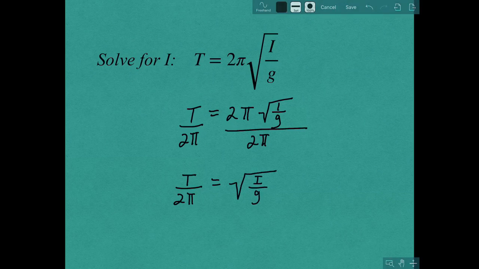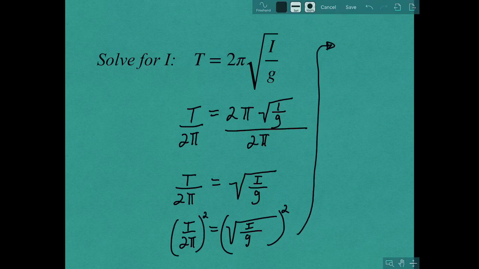Now, I have I over g underneath the square root sign. There's nothing I can add or subtract from each side. I can't simply divide each side or multiply each side by a term because now I'm at the point of the square root symbol that I have to deal with. But if I square each side, that will get rid of the square root sign. I'm going to square the right-hand side, but then I have to square the left-hand side to keep things balanced. So I have t over 2 pi squared equals I over g. Squaring and square root are opposite operations. Last, to get the I by itself, I'm going to multiply by g on the right, but if I multiply by g on the right, I have to multiply by g on the left.